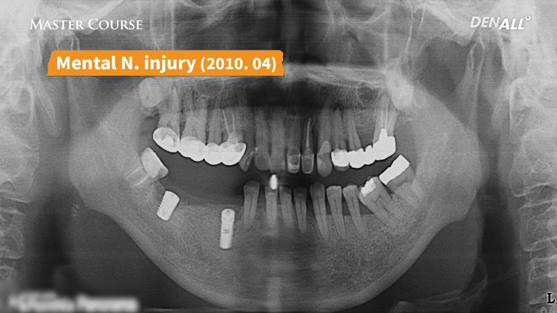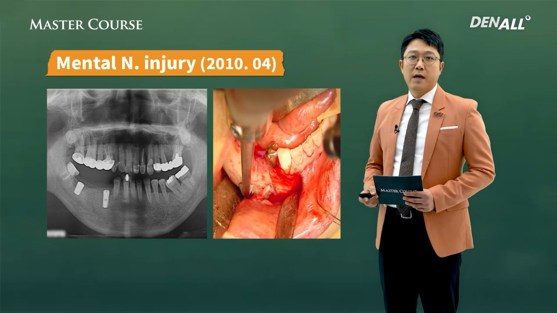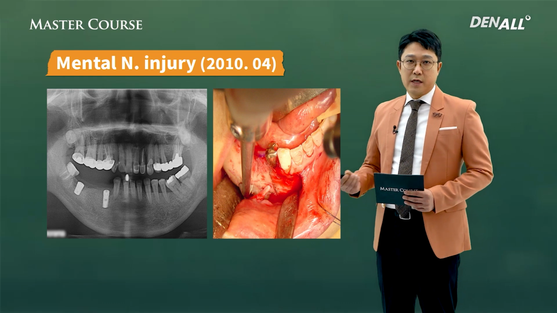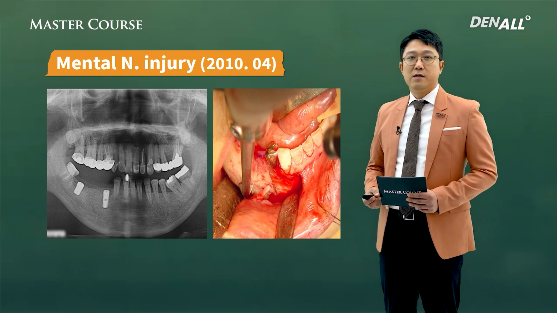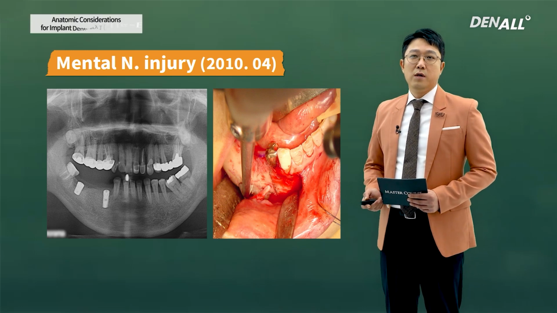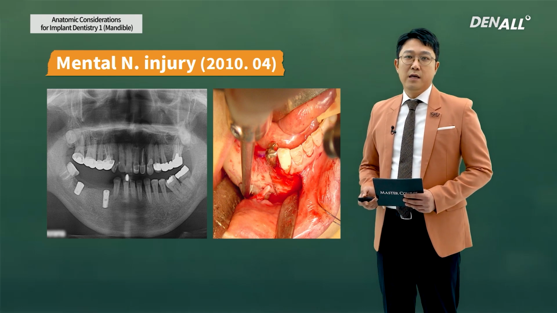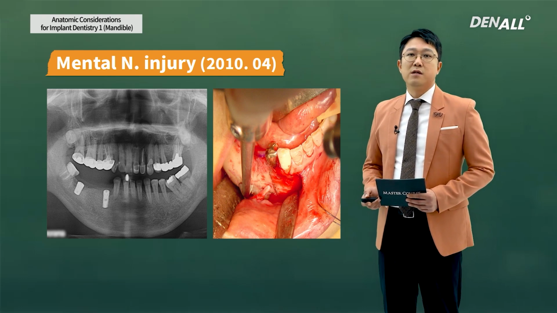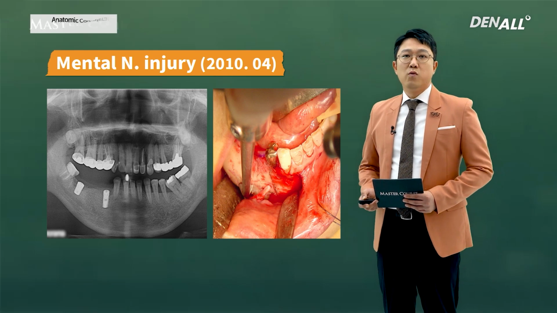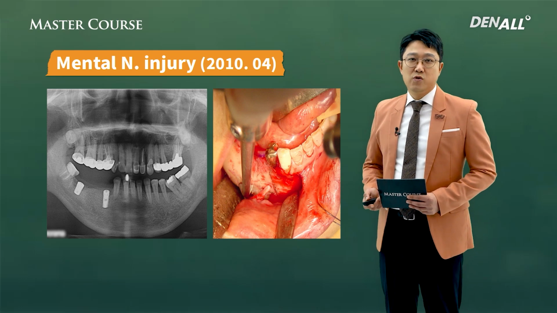Next case, releasing incision was made and the mental nerve was injured. After implant placement, bone graft is done to pull soft tissue. Releasing incision was made. Mental nerve was checked, so the incision was made avoiding that nerve, but sensation problem lasted 1.5 years. Therefore, when you place an implant in the mental nerve area, soft tissue needs to be handled with care.